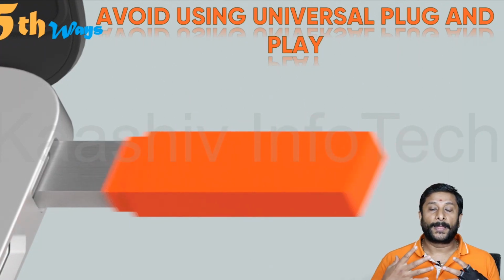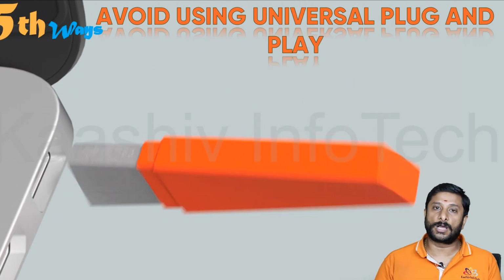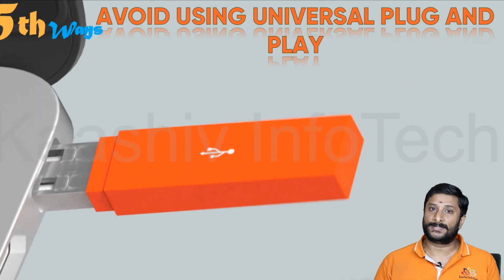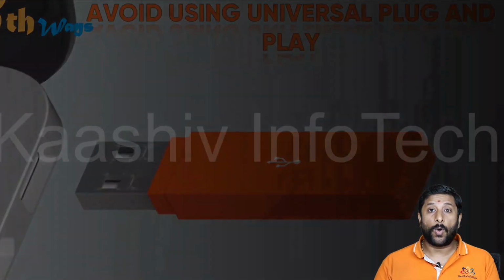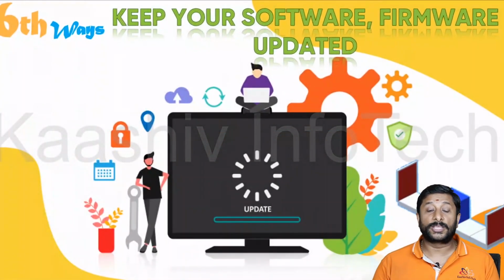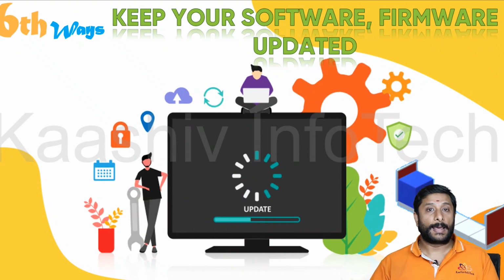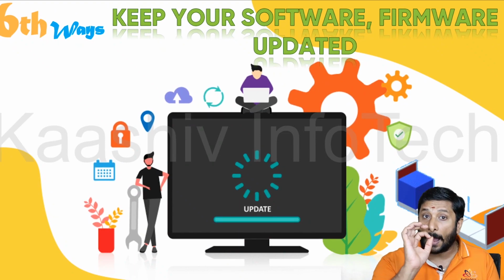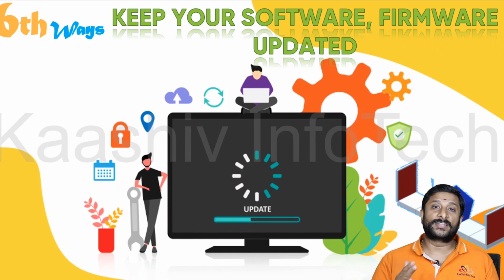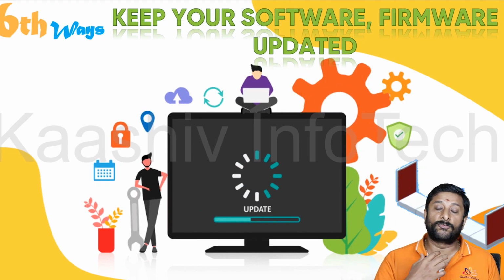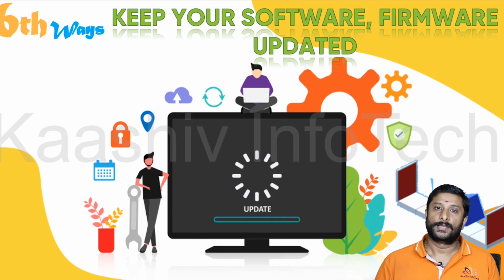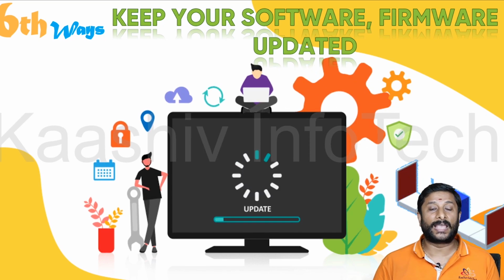Okay, if it is a confidential laptop or confidential computer, avoid these USBs. Via the USB they will try to hack your computers by sending viruses. And apart from that, keep your software, firmware, antivirus, everything updated, so that if a new virus comes, the antivirus patches will be there and they will find this kind of virus. So these are the 6 ways of avoiding this IoT hacking.